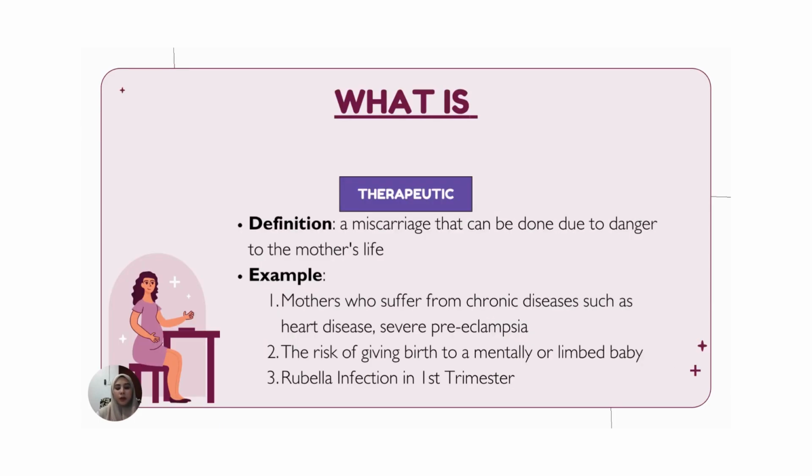Now let's move to the induced abortion. Induced abortion can be divided into three categories. The first category is therapeutic abortion, which is a miscarriage done due to danger to the mother's life. Examples are a mother who suffers from chronic diseases such as heart disease, severe preeclampsia, the risk of giving birth to a mentally ill baby, and rubella infection in the first trimester.